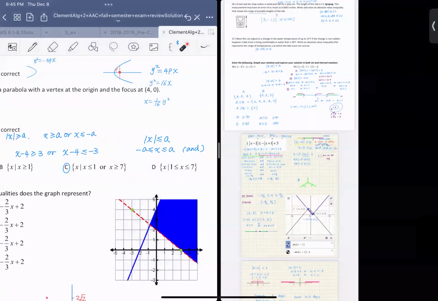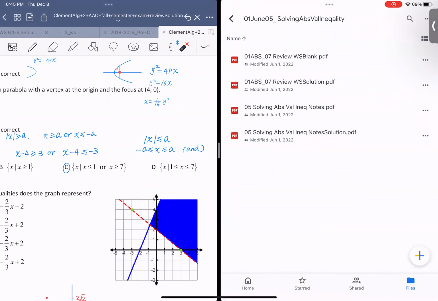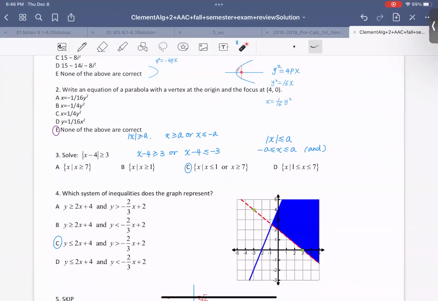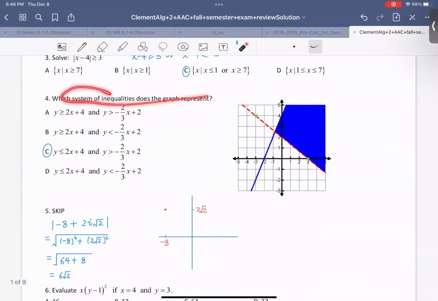So if you didn't finish in class, make sure you do it after class. Look at summer folder 01 and redo it. Make sure you master that skill so you can do it perfectly. Now let's go back to the review.